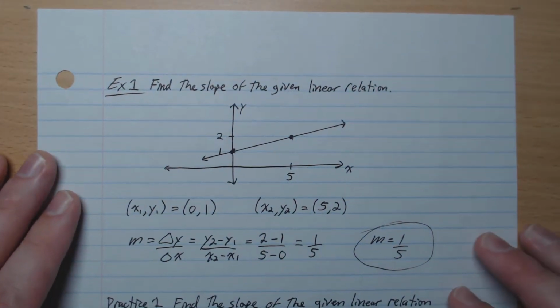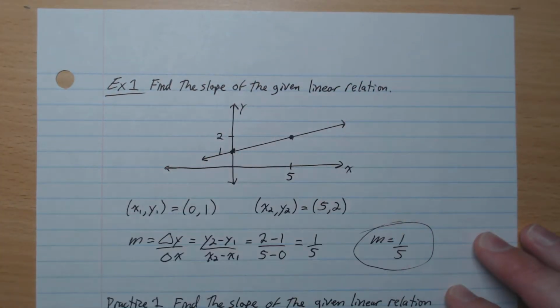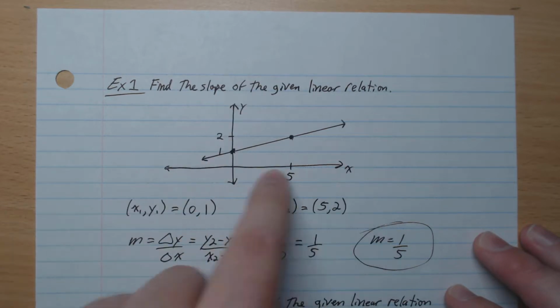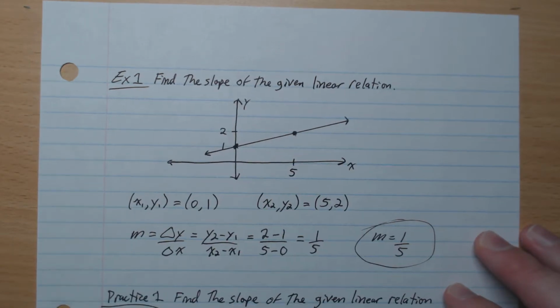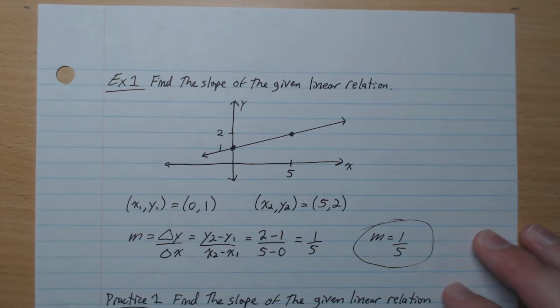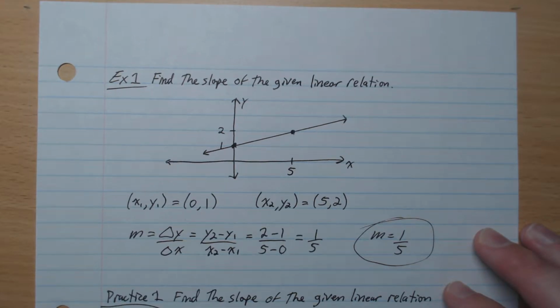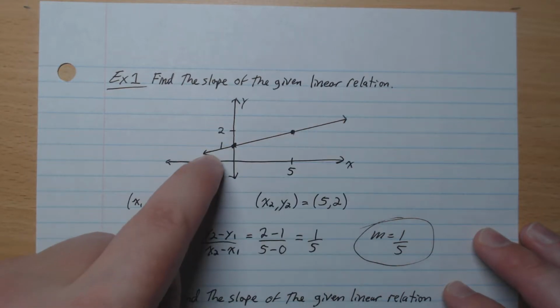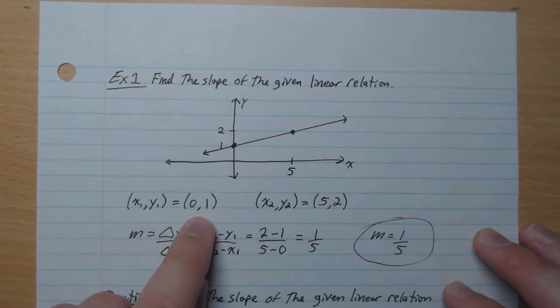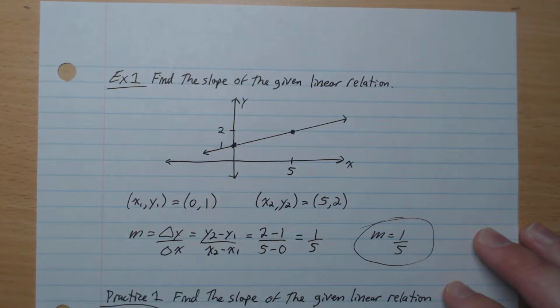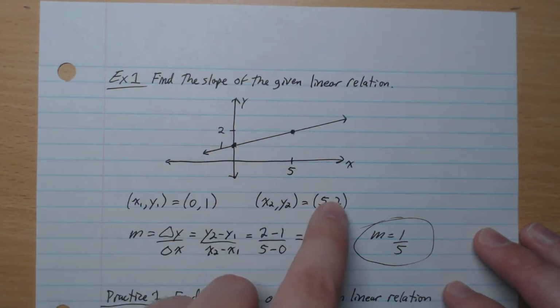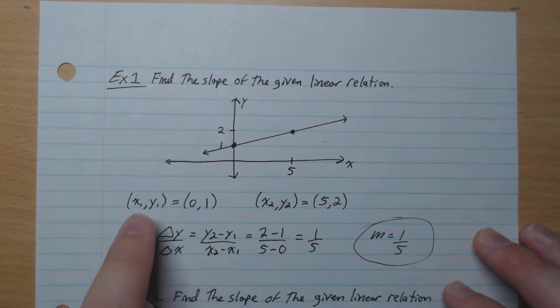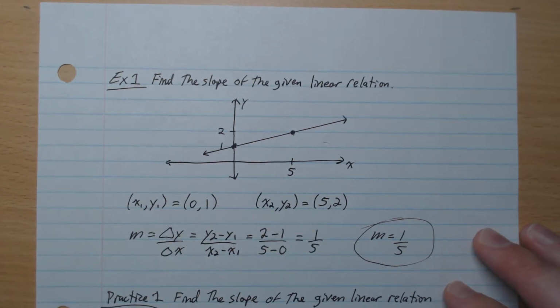So example 1, find the slope of the given linear relation. We have our graph here, and we want to select integer coordinates, and that's a lot easier. We notice this point is on the graph, and that point is 0, 1. Then this point is on the graph, and that point is 5, 2. So we have our first point and our second point.